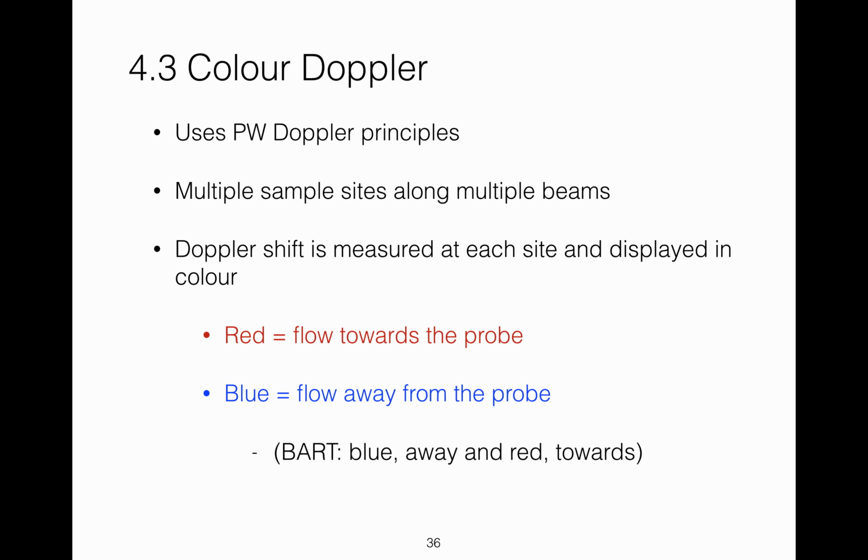Color Doppler. To recap, color Doppler uses pulse wave Doppler principles. Multiple sample sites along multiple beams are used to measure the Doppler shift at each site. The mean Doppler shift is displayed in color. Red color indicates blood flow towards the probe. Blue color indicates blood flow away from the probe. The useful acronym being BART, which helps you to remember that blue is away, red towards.